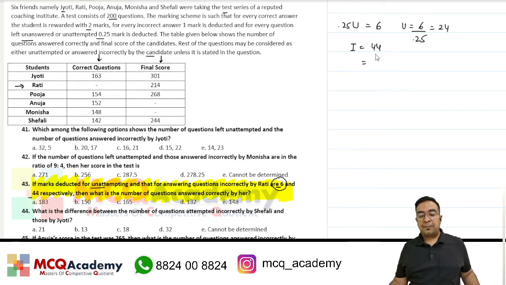कुल मिला के हमारे पास में ये क्वेश्चंस का हिसाब किताब आ गया. 44 इनकरेक्ट, 24 अनआंसर्ड, 68 क्वेश्चंस का हमारे पास में वैल्यू मिलके आ चुकी है. सो द रिमेनिंग नंबर ऑफ क्वेश्चंस, दैट इज 200 minus 68, that is equal to 132, is the number of questions that she has answered correctly. Therefore, you will mark D as the answer to this question.